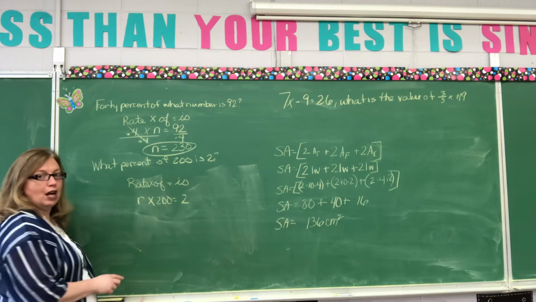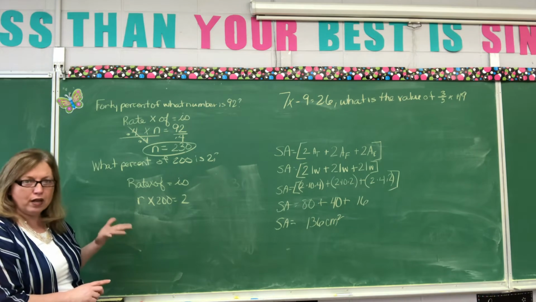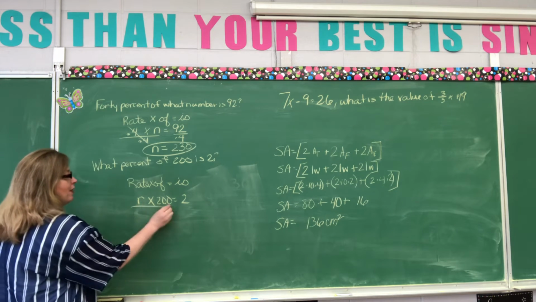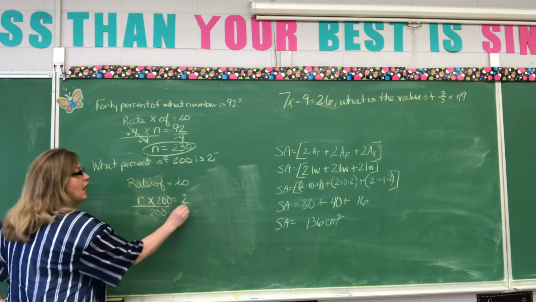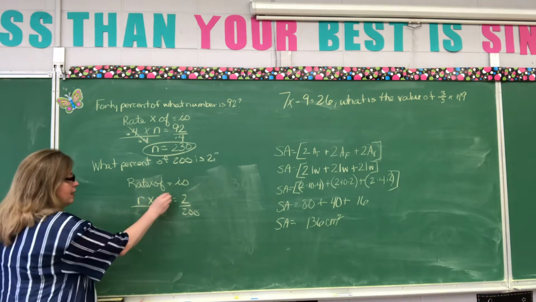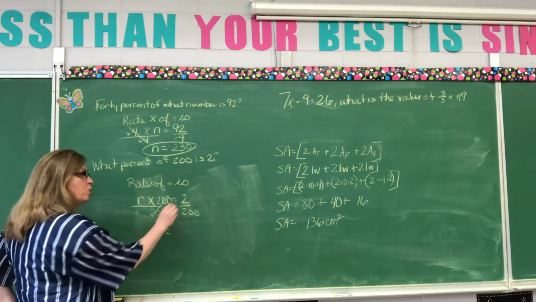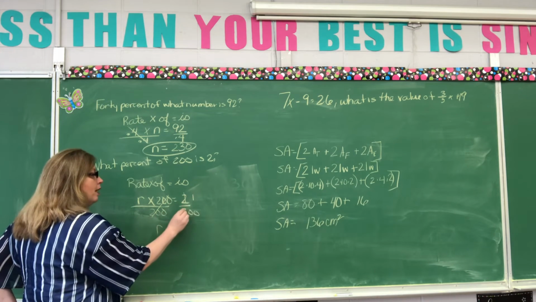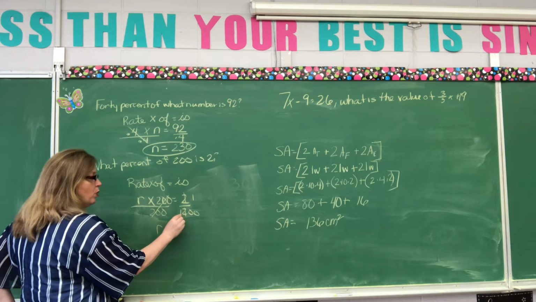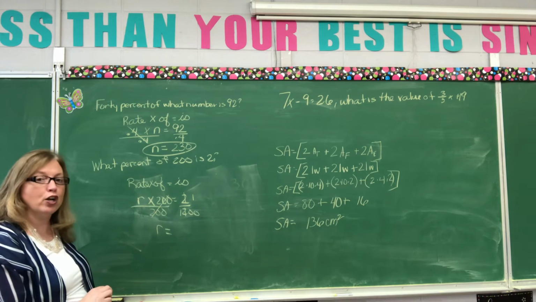Now it says r times 200. I'm going to do exactly like I did here. I'm going to get rid of the 200. But if I divide by 200 on the left, I must divide by 200 on the right. Okay, this is going to cancel, leaving us r equals. Now this 2 is going to cancel to a 1. This 2 is going to cancel to a 1 as well, giving us 1 over 100.